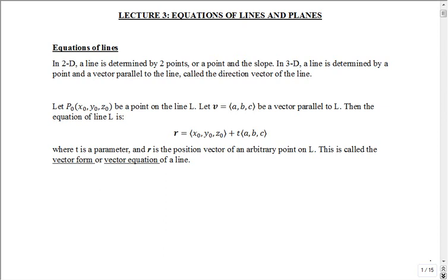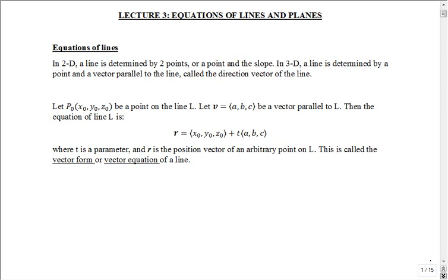Today we're going to learn how to find the equations of lines and planes. Equations of lines in three dimensions are different from what you learned in two dimensions. What happened in two dimensions? How did you determine a line or find the equation? You needed either 2 points or a point and a slope, right? That is what a line was determined by.